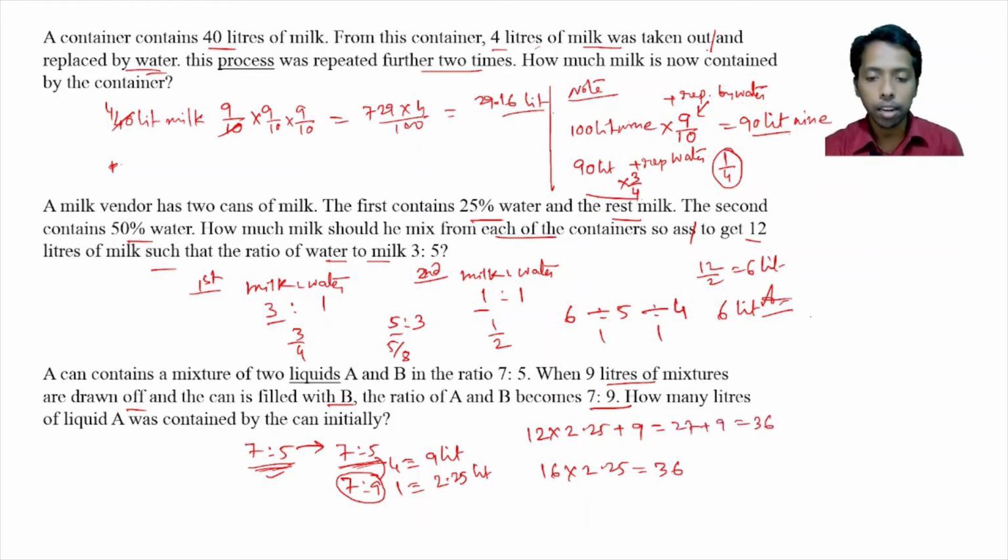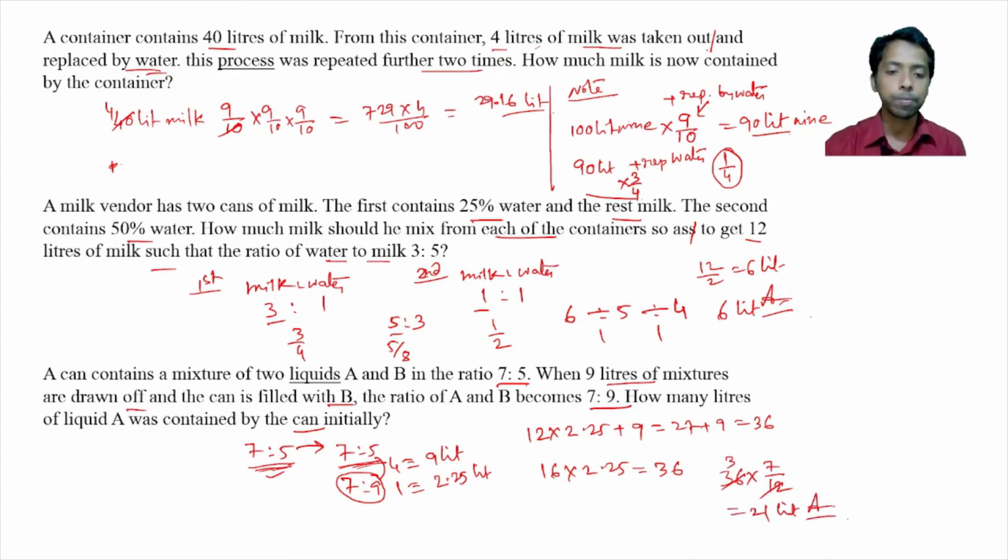Now what it is asked, how many liters of liquid A was contained by the can initially? How many liters of liquid A? So initially 7:5 is the ratio. So we have to find out the 7 part here, out of total 12 part. Out of total 12 part, 12 part is given as 36. We have to find out 7 part. So obviously the proper fraction would come into place. So this is 3, this is 21 liter, which is the answer here, right?